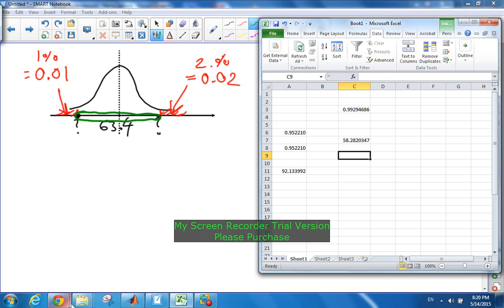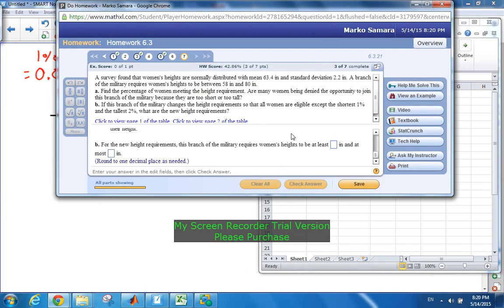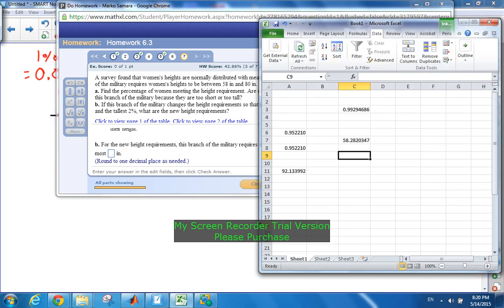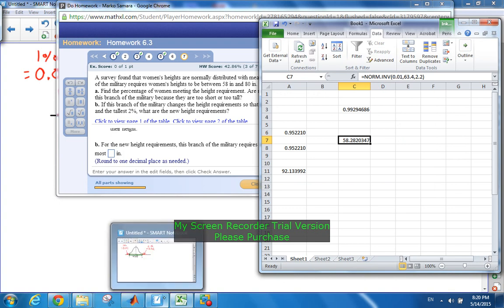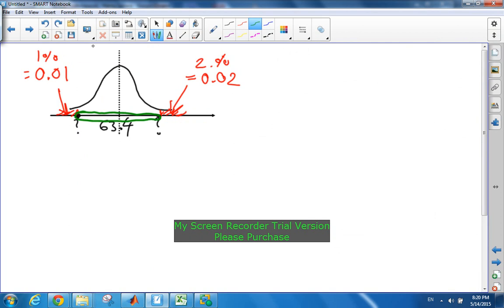So let me see, how do they round? They round to 1 decimal place. So when we round this number to 1 decimal place, it's 58.3. So I will write here 58.3.